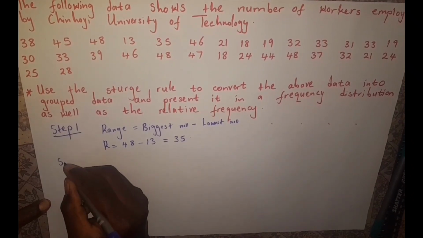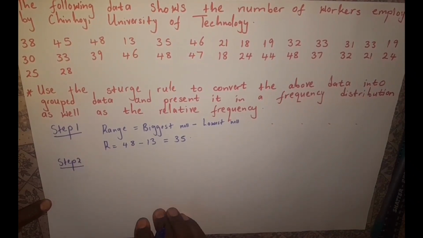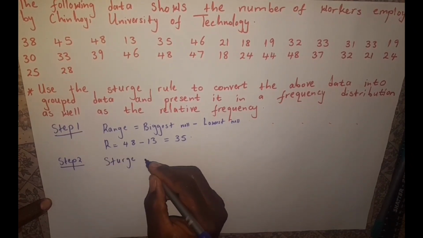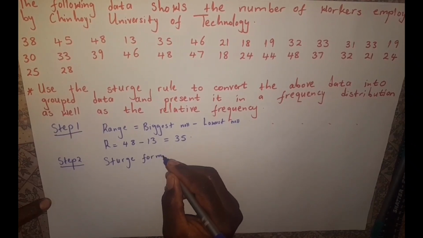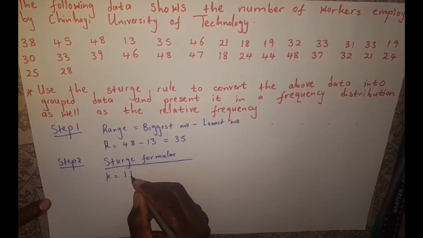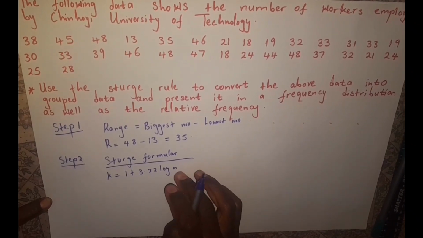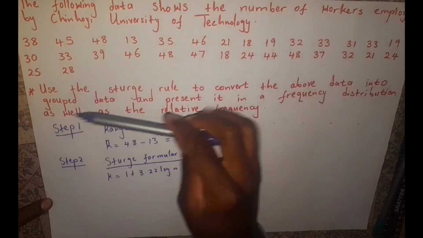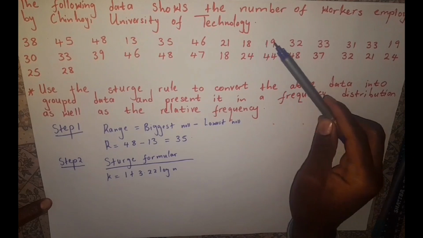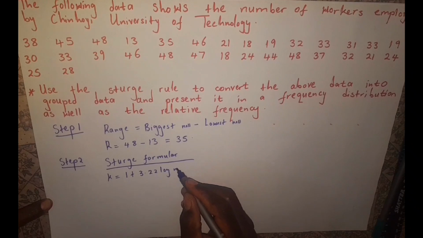And then step 2, we need to determine the number of classes. This is where we are going to introduce the Sturges formula. The Sturges formula says that k is equal to 1 plus 3.22 log n, where n is the total number of the data points. So we count our data points: 1, 2, 3, 4, 5, 6, 7, 8, 9, 10, 11, 12, 13, 14, 15, 16, 17, 18, 19, 20, 21, 22, 23, 24, 25, 26, 27, 28, 29, 30. So we have 30 data points, and we are going to write 30 here on n.